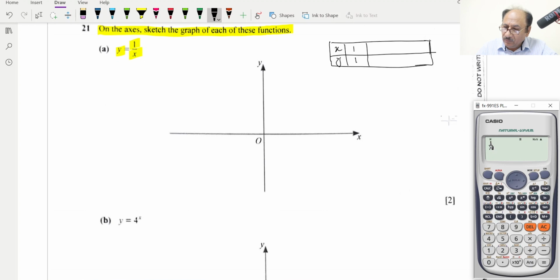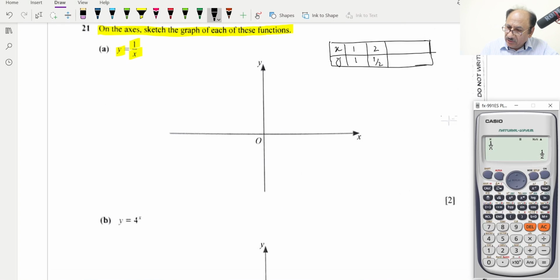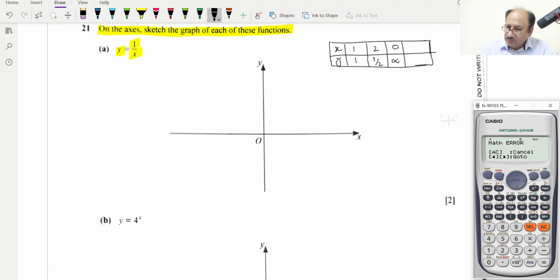Now we can fill in the table. Calculate for x is equal to 1, we will get 1. Then calculate for x is equal to 2, we will get 1 by 2. Similarly, we can check for x is equal to 0. Calculating for x is equal to 0 gives a math error. It means for 0 it will be infinity, because 1 over 0 is infinity or a math error, so we will be skipping that one.